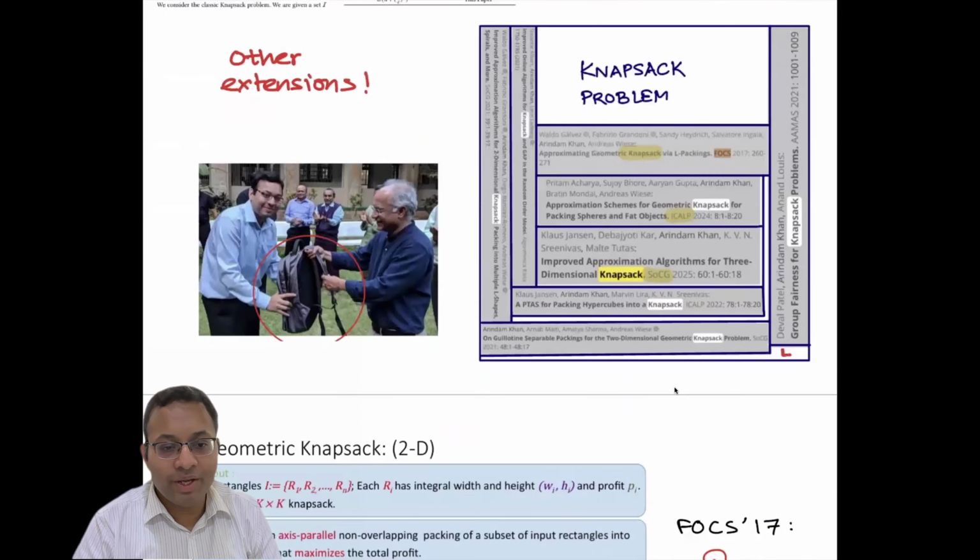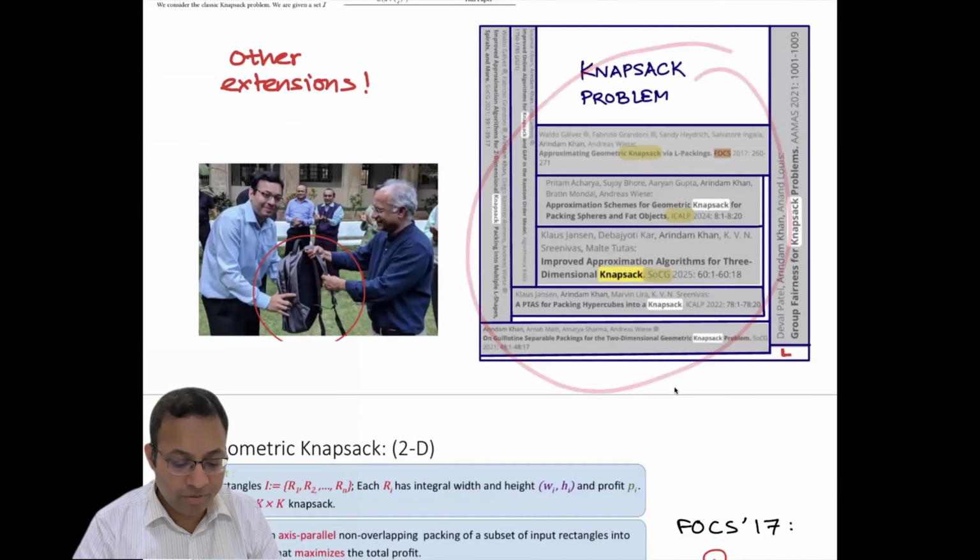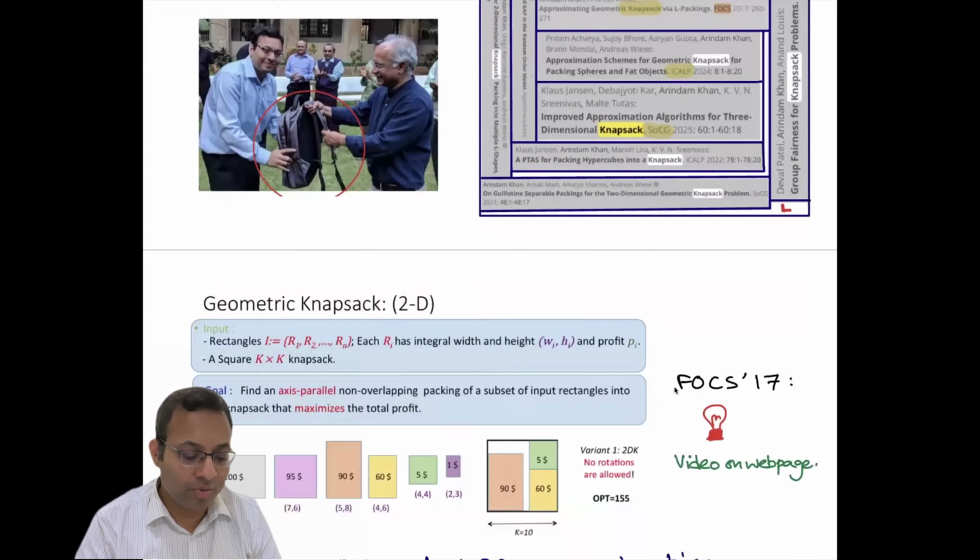And as I mentioned in the beginning of the video, knapsack problem is one of my favorite problems. And this shows a lot of my papers which appeared related to the knapsack problem. So one particular problem which is my favorite is just a two-dimensional generalization of the problem called geometric knapsack. So I'll just briefly talk about the problem.